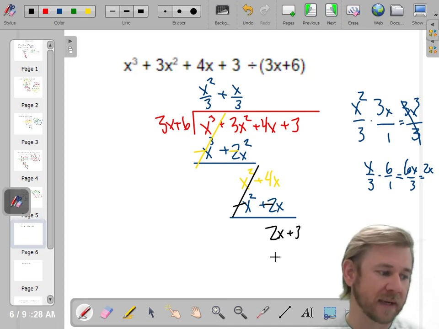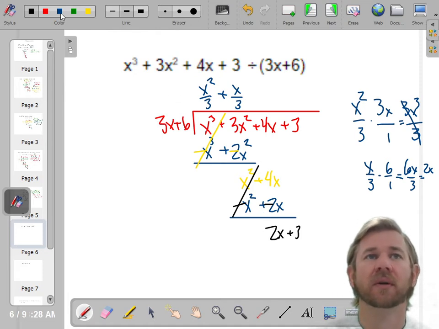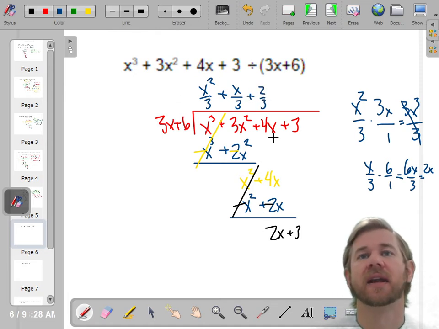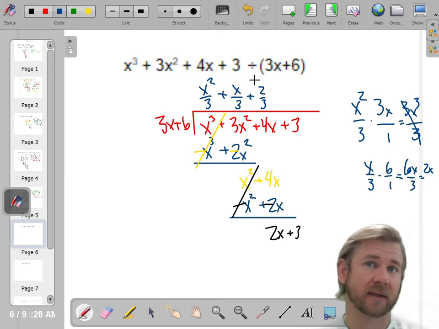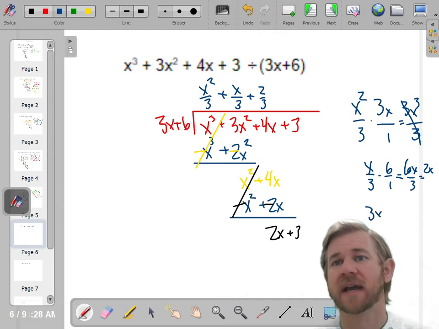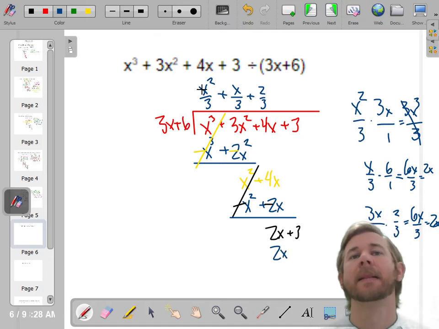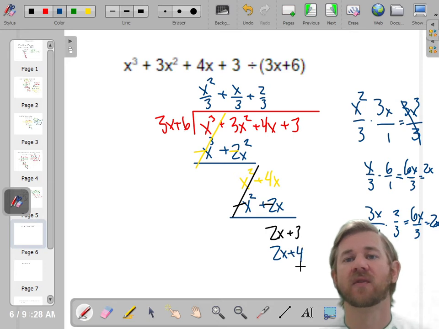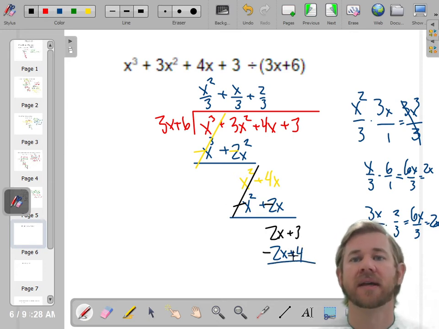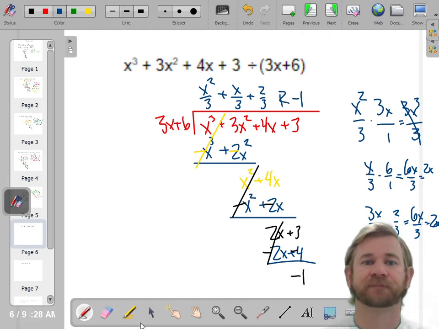And then one more time, I can do this one more time. 3 times what gives you 2? That would be 2/3, and I don't need an x because it already has the x. They're both degree 1. Because if you multiply 3x times 2/3, you get 6x over 3, which is 2x. And that's what we're trying to get, is 2x. So this would be 2x, and then 2/3 of 6. 6 times 2 is 12. 12 divided by 3 is 4. And then when you flip your signs, minus, minus, you get negative 1 as your remainder. So the remainder is negative 1.